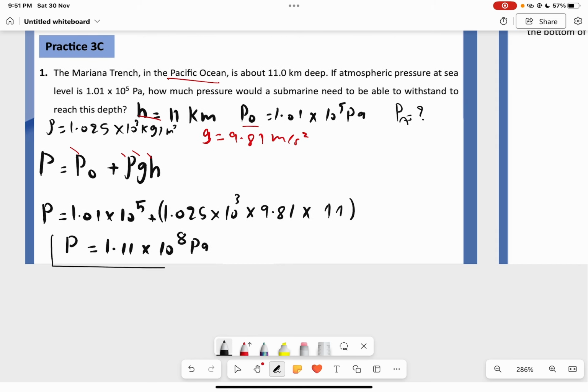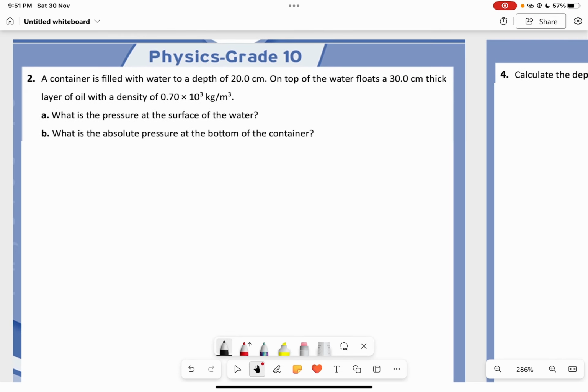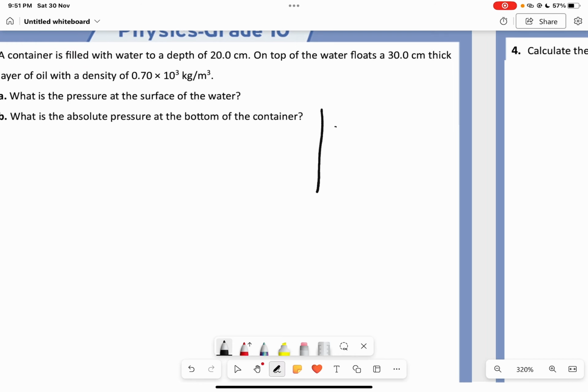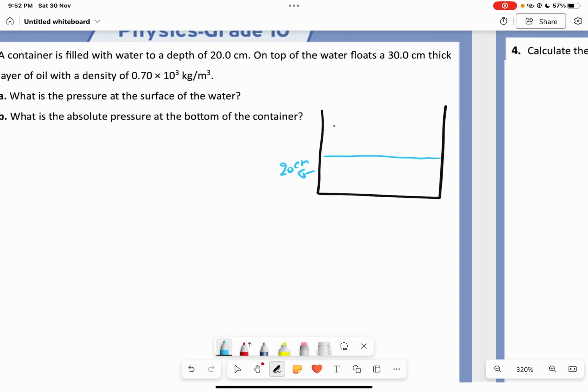This is question 1. Question 2, it says a container is filled with water to a depth of 20 centimeters. So you have a container, and let's say 20 centimeter of it is what? Is water. Okay, so this is water.